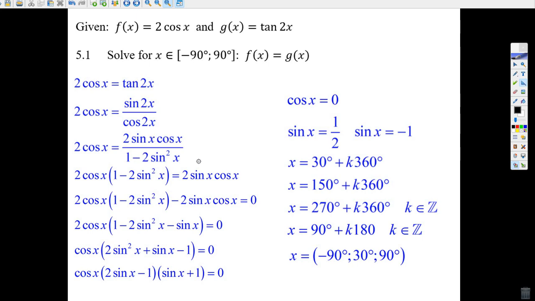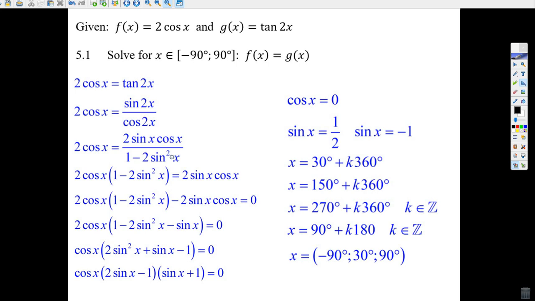Now, hey, I did something silly. I have to be careful. If you divide by cos x, you'll lose solutions. You'll lose stuff. And you know cos x could be 0, so you don't want to divide by stuff like that. You don't want to divide by unknowns here because there's solutions in them.